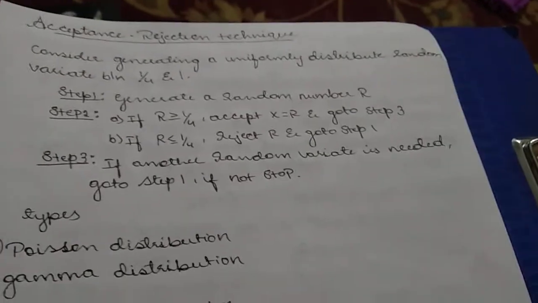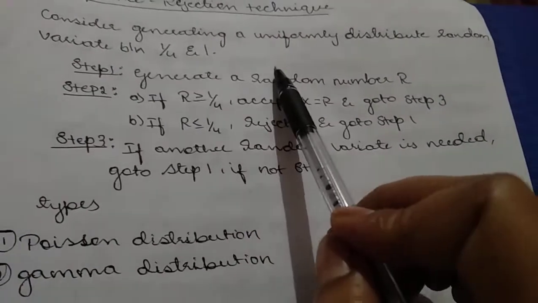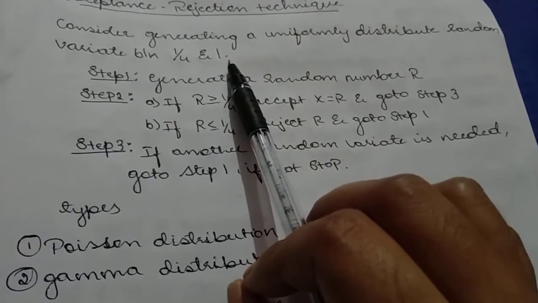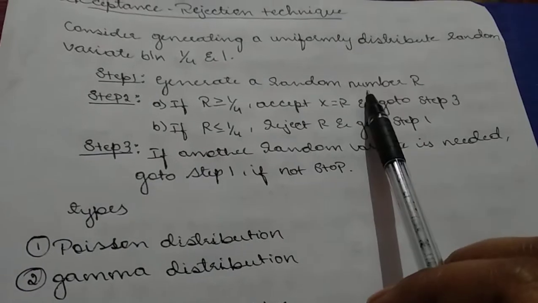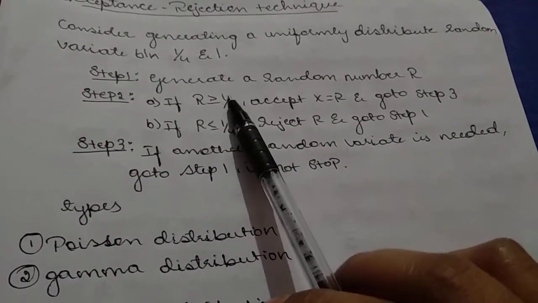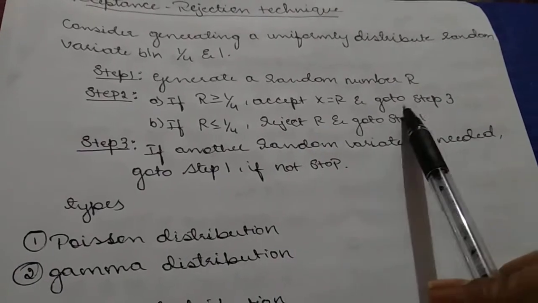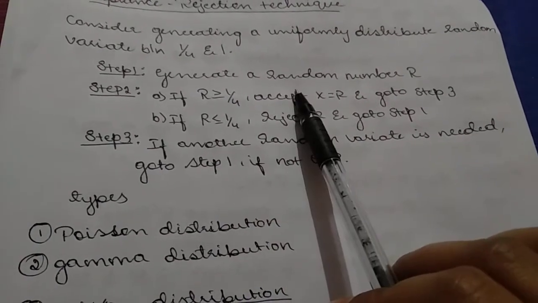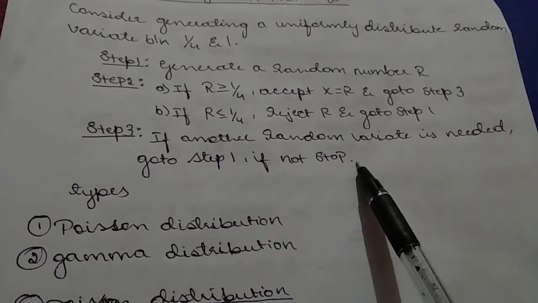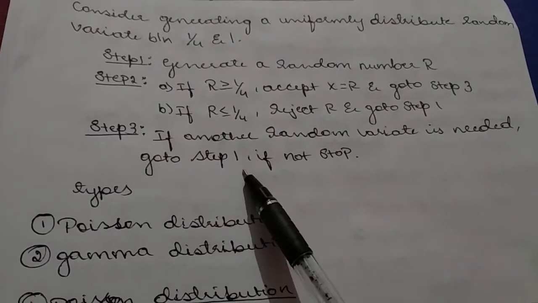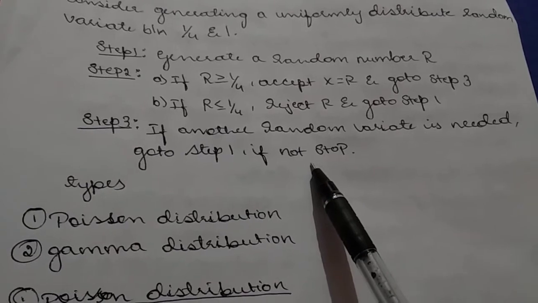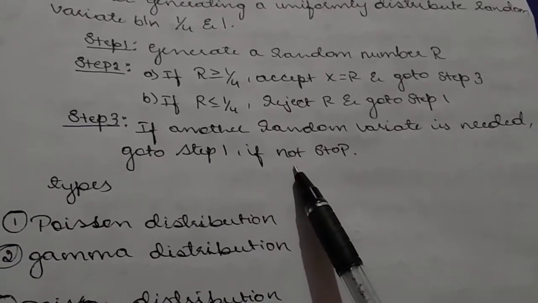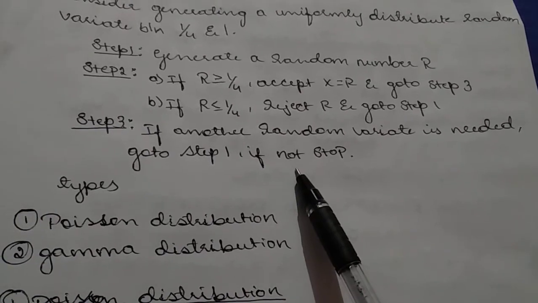This is just an example. Consider generating uniformly distributed random variates between 1/4 and 1. What are the steps? Step 1: generate a random number R. If R is greater than or equal to 1/4, then accept X equals R and go to step 3. If R is less than 1/4, then reject and go back to step 1. Step 3: if another random variate is needed, go to step 1. If not, stop. If you want some more random variables, continue from the random numbers generated. If, for example, two random variables are enough, then you can stop.